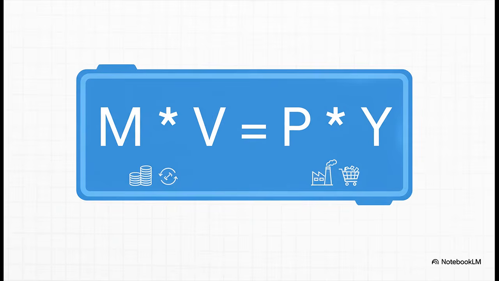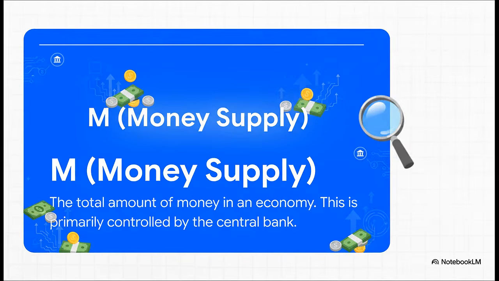This little formula is what connects the amount of money floating around in an economy to the price of everything you buy. So let's break it down piece by piece. First up is M, and that stands for the money supply. This one's pretty easy to grasp. It's all the cash, all the coins, all the money in bank accounts that's circulating in the economy. The most important thing to remember here is that M is mostly controlled by a country's central bank.